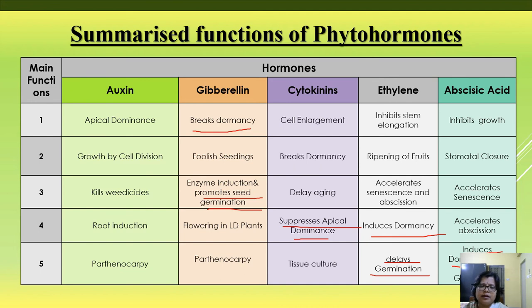Auxin helps in growth by cell division. Gibberellic acid and cytokinin help in growth by cell enlargement. Auxin also helps in root induction. Now parthenocarpy, that is the formation of fruit without fertilization, is carried out by the increased concentration of auxin and gibberellic acid.